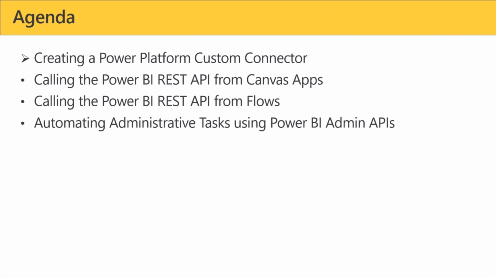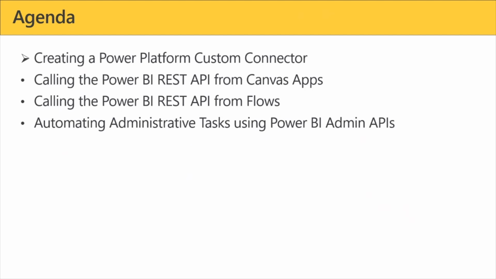Now, for this session, we're going to look at our first section, how to create a custom connector. So from a Canvas app or from a flow, you can call the Power BI REST API. There's going to be some nuts and bolts of how to wire up API calls from a no-code platform. And then in the next 3 sections, we're going to take the custom connector and use it. So we'll see how to call the Power BI REST API from a Canvas app. We'll see how to call it from a flow, both as a user and as a service principal.